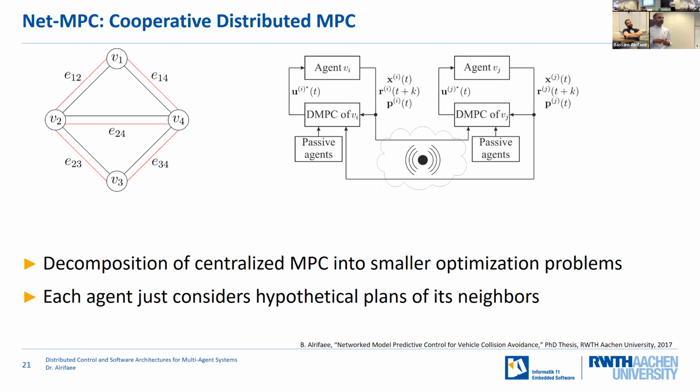In cooperative distributed MPC, we decompose the CMPC into smaller optimization problems. Each agent formulates a centralized optimization problem for itself and its neighbors. So for example, in agent 1, we are going to solve the optimization problems of 1, 2, and 4, but we are going to apply only the solution of 1. In agent 2, we are going to solve the whole optimization problem, and we are going to apply only our own. That means we compute hypothetical plans of our neighbors. What is the problem with this?